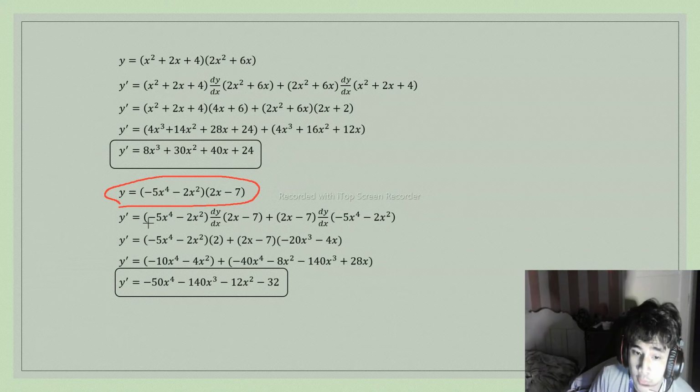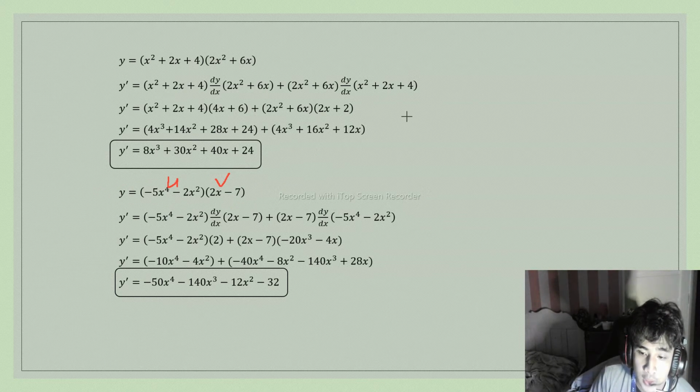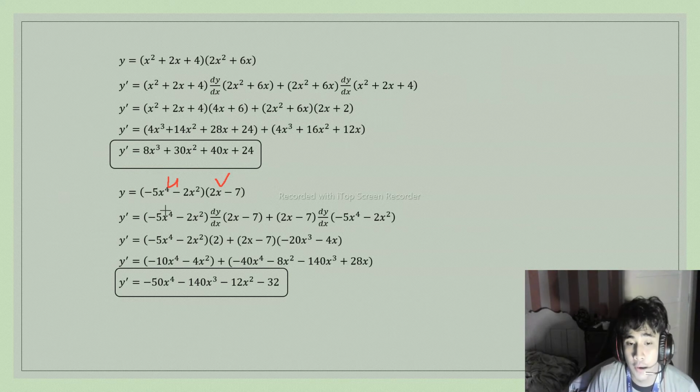So, ganun ulit. Patandaan natin u tapos v. U dv plus v du. Okay? Negative 5x raised to 4 minus 2x squared. Derivative natin. Derivative ng v. Tapos copy v. Tapos derivative na naman ng u, na eto 5x raised to 4. Yan. So, ang derivative ng 2x minus 7 ay simply 2.